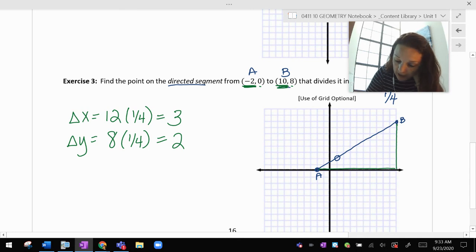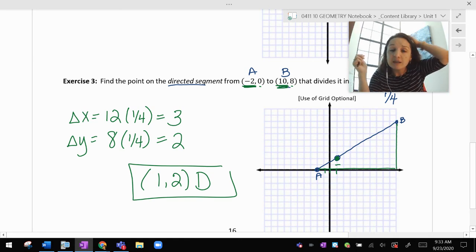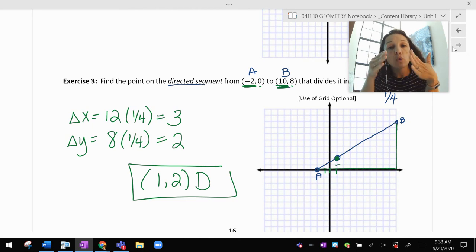So starting at A, I'm going to go over 3, up 2, and hey, look at that. I eyeballed it perfectly. What are the coordinates of that point? That is the point 1, 2. Okay, and I'm just going to call that D for consistency's sake. And that's how you partition segments. You use your noggin to say, how far did I start? Now let's take a fraction of that.